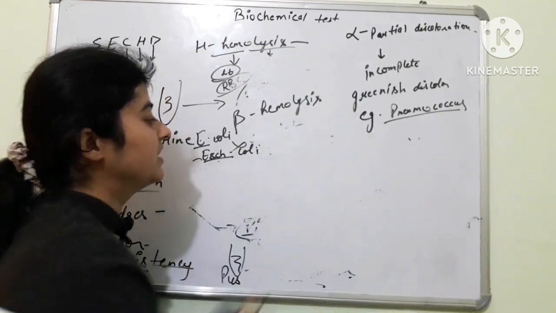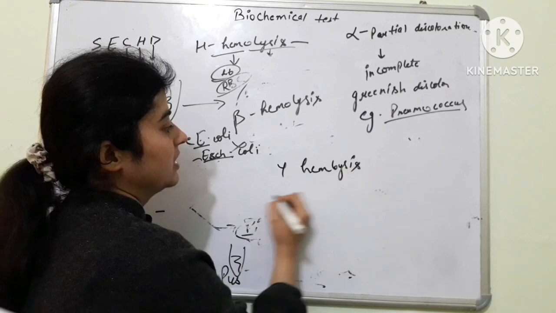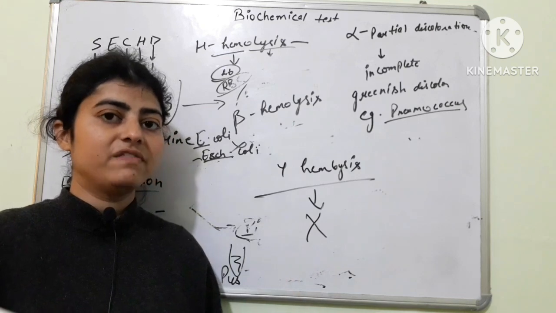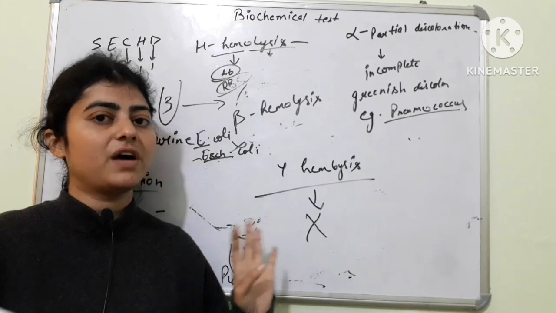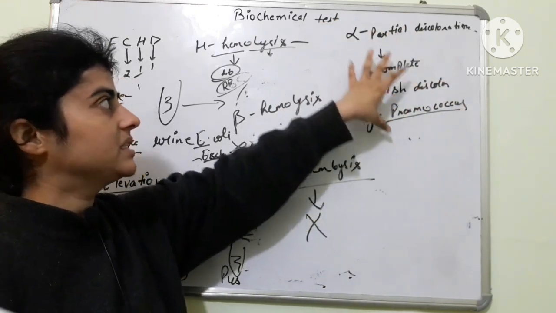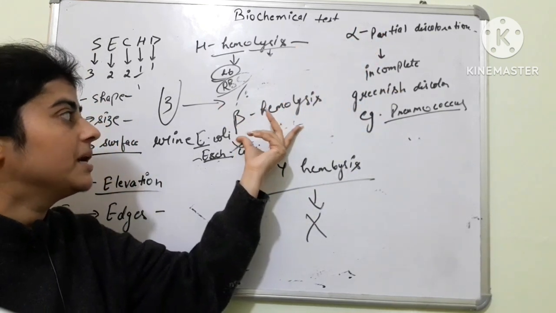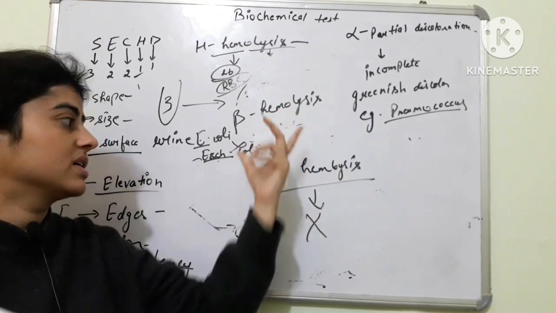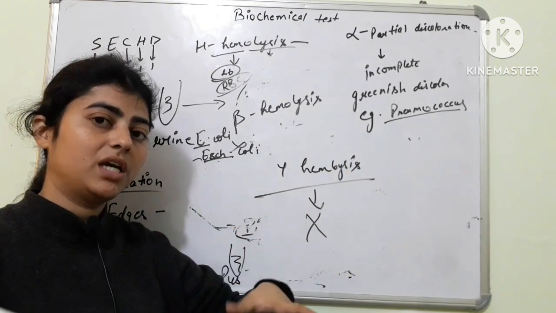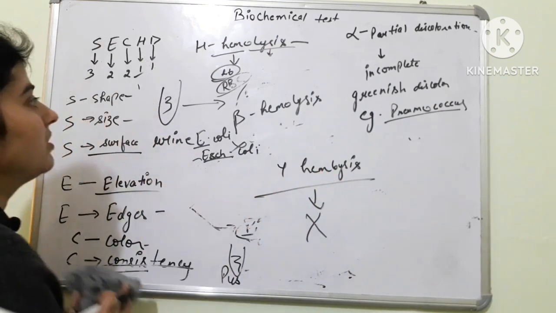So to sum up the hemolysis types: if there is incomplete, partial breakdown of RBCs, then it is called alpha hemolysis. If there is complete breakdown of RBCs, then it is called beta hemolysis. An example is Staph aureus. If there is no breakdown of RBCs, then it is called gamma hemolysis. This is all about hemolysis.